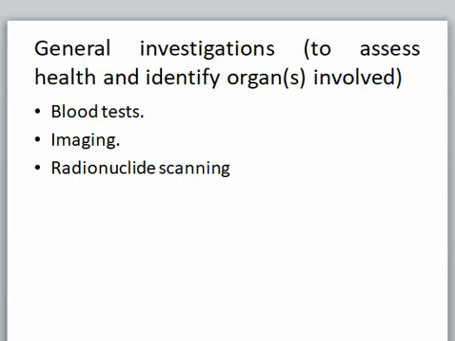So, which investigations should be taken? These include blood investigations, imaging investigations, and some advanced radionuclide scanning. Routine blood tests include complete blood count, ESR, C-reactive protein, biochemical profile, urea and electrolytes, and most often they suffice and diagnose the case.